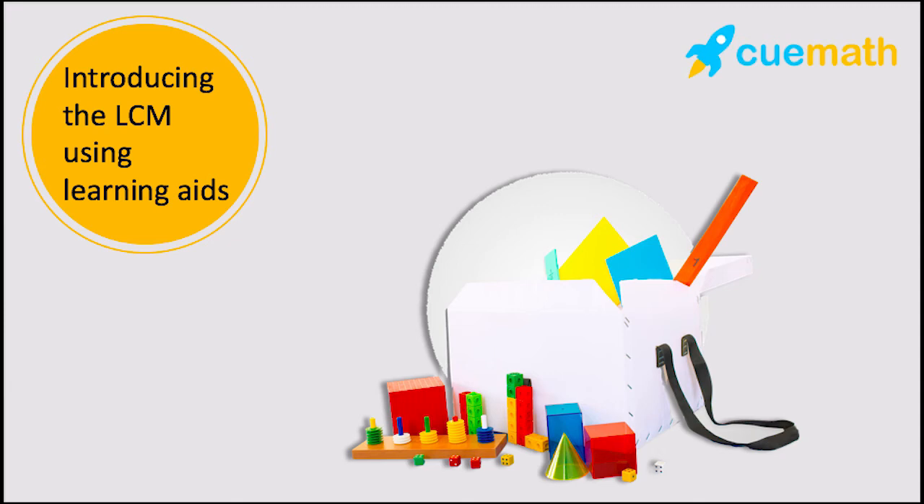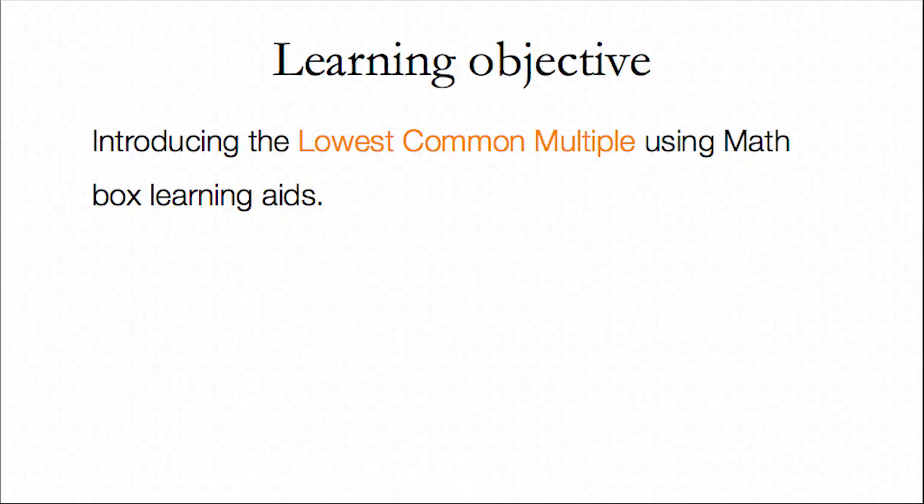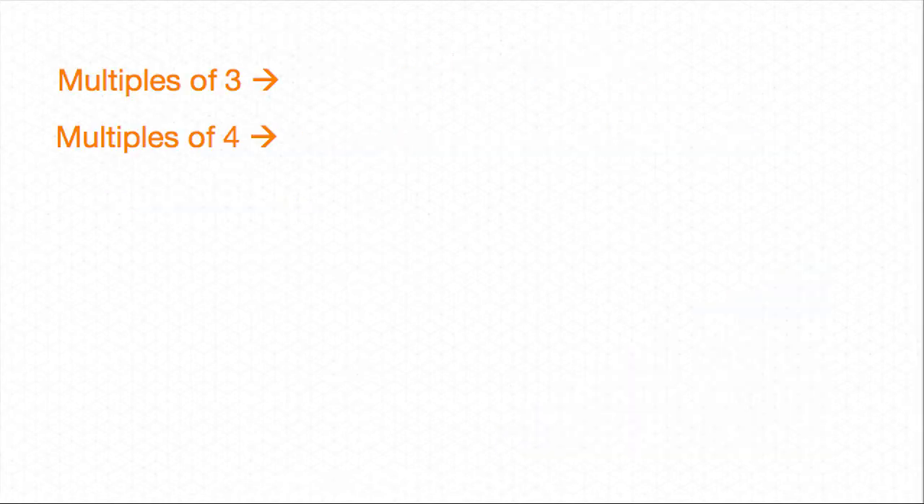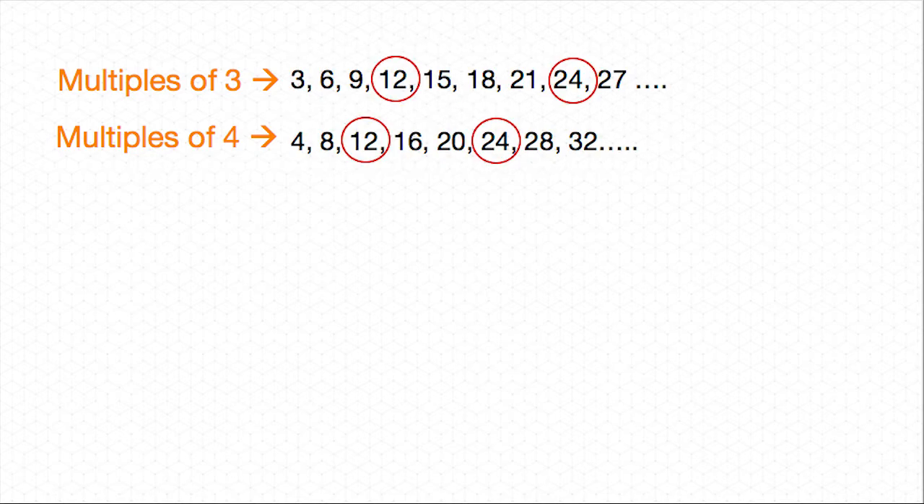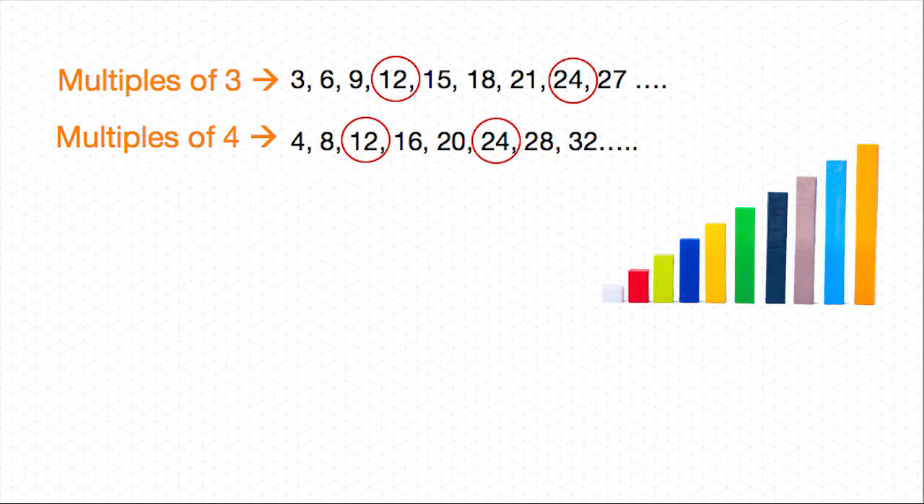In this video, we will discuss how students get introduced to the LCM with our MathBox learning aids. Usually, to find a common multiple of any two numbers, we first find a few multiples of each number and then spot the multiples that are common in both the numbers. We can follow the same process but with using fraction rods.